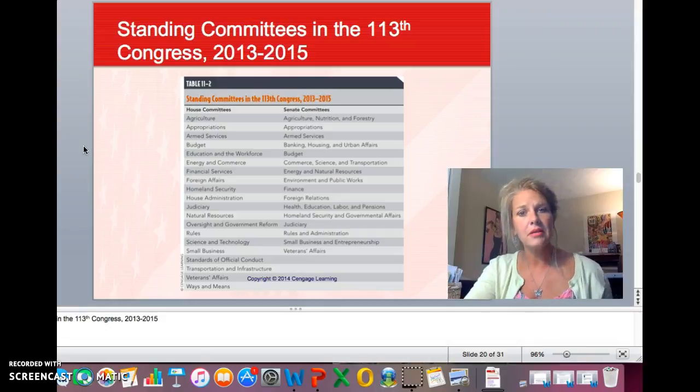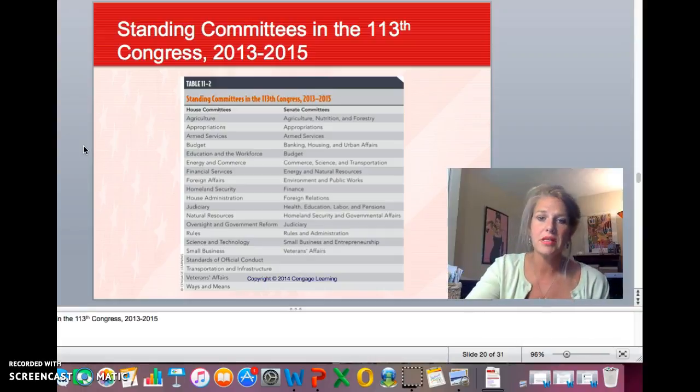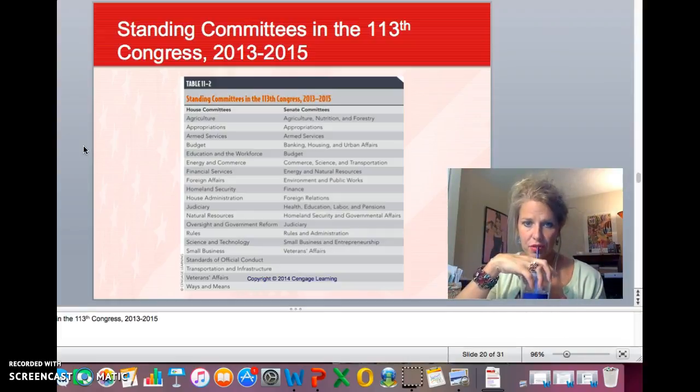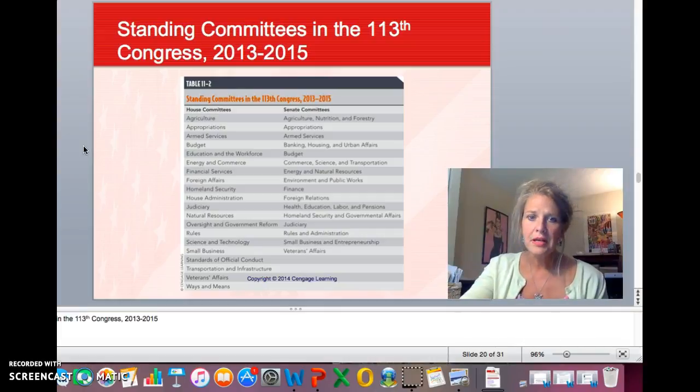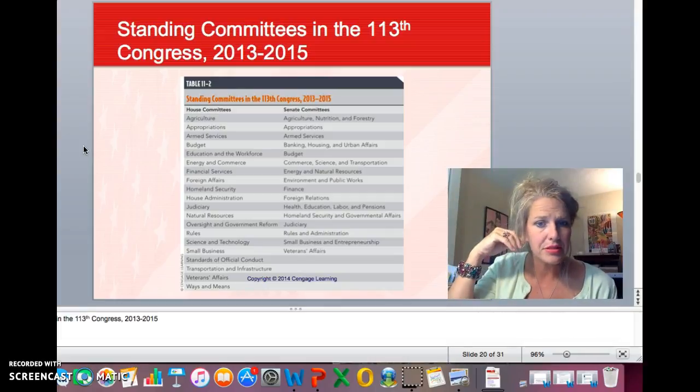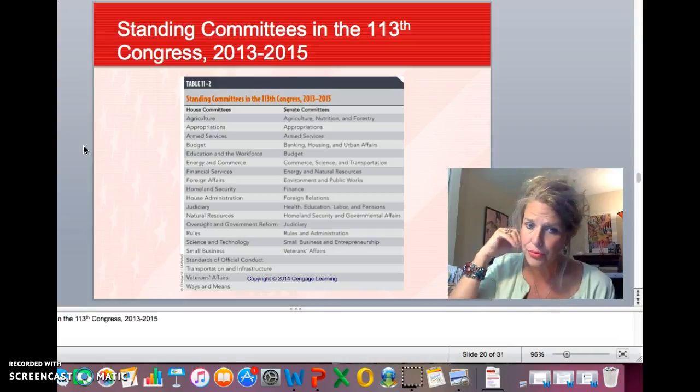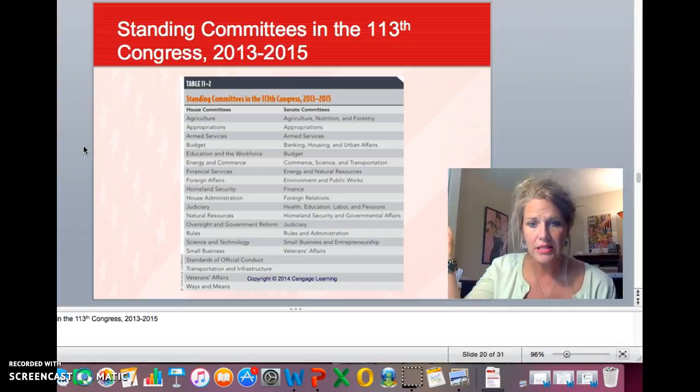All right, here are the standing committees in the 113th Congress from 2013 to 2015. Really interesting. Agriculture, appropriations, armed services, budget, education and the workforce, energy and commerce, financial services, foreign affairs, homeland security, House administration, judiciary, natural resources, oversight and government reform, rules, science and technology, small business, standards of official conduct, transportation and infrastructure, veterans affairs, ways and means. And those are the House committees.